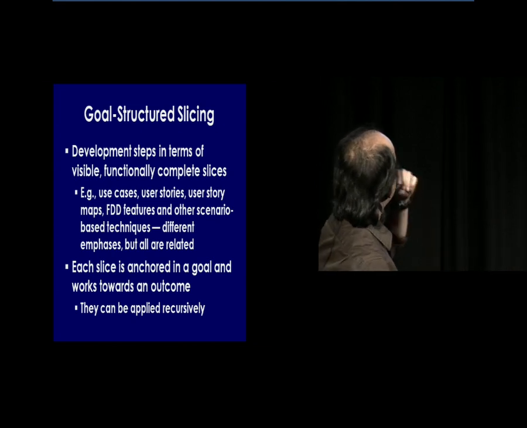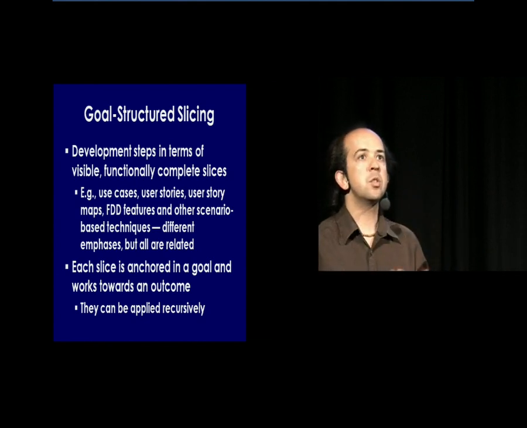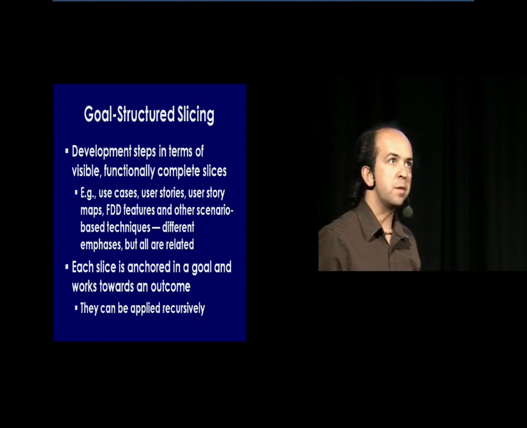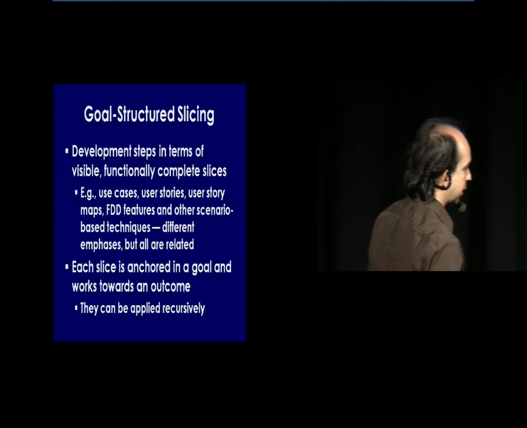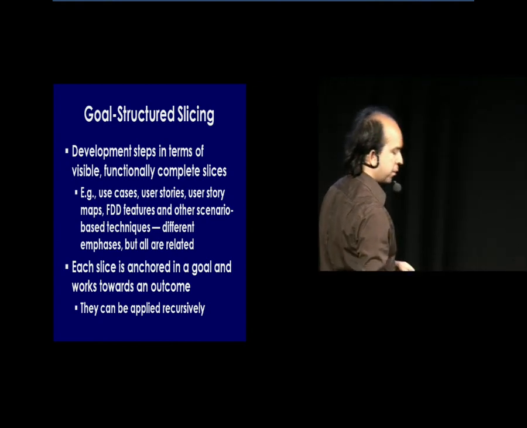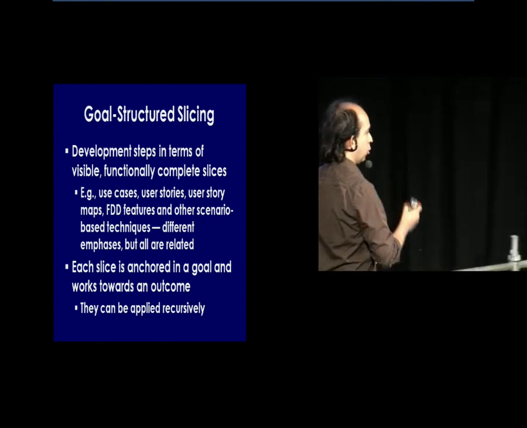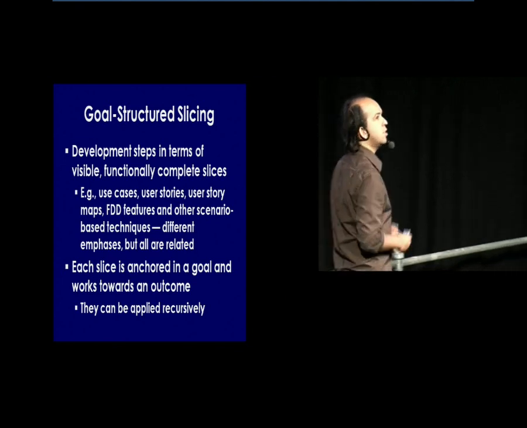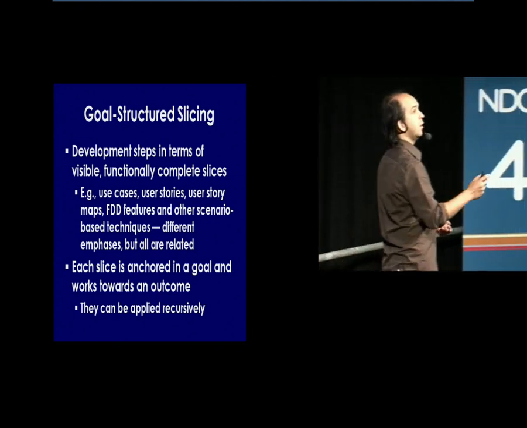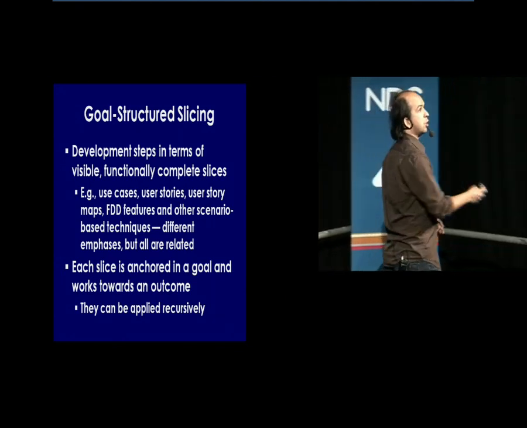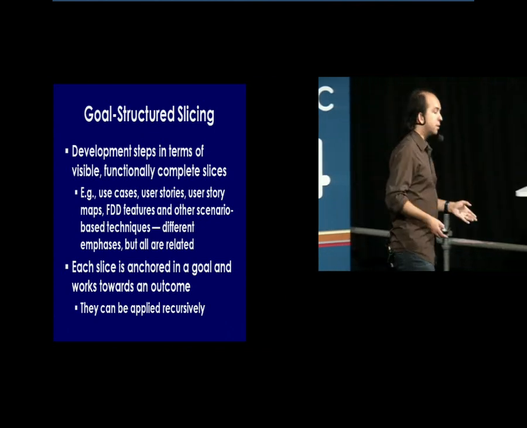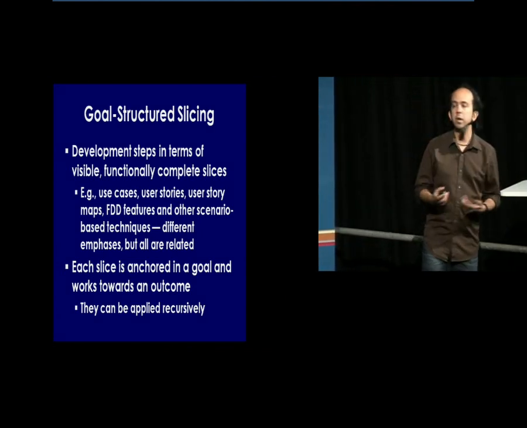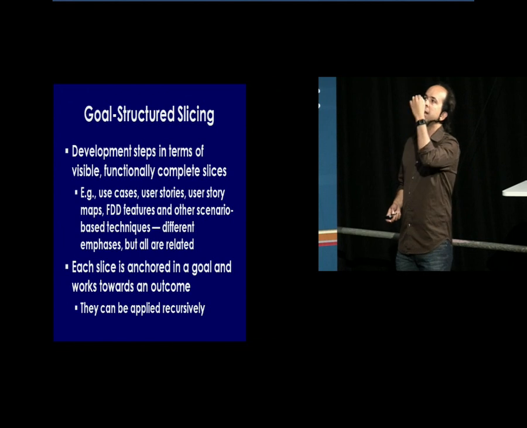What all these things have is that they are structured in terms of goals. The most effective ones are structured in terms of goals. By goal, I mean that you're looking to slice things up, and the goal of a functionally complete slice is to achieve something, to book a one-way flight. That is a goal. It's not called booking. It's to book a one-way flight. You organize at that level.